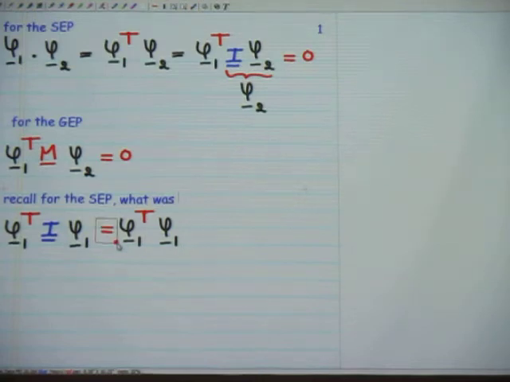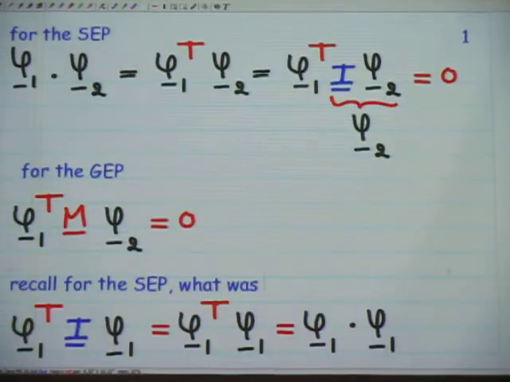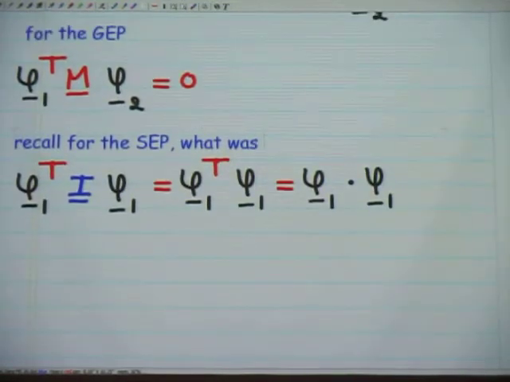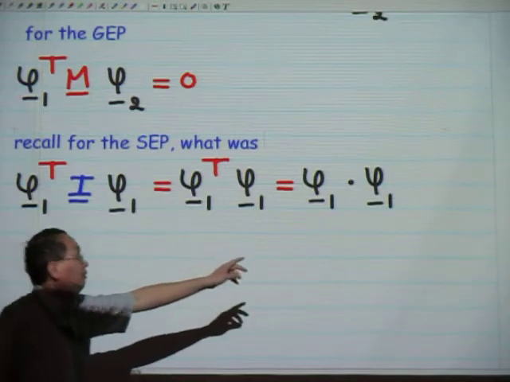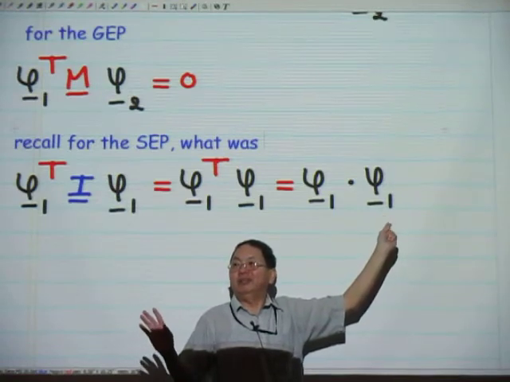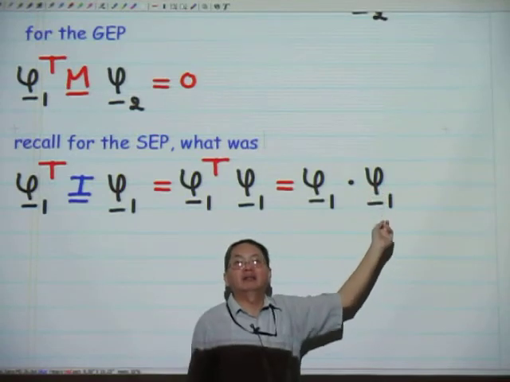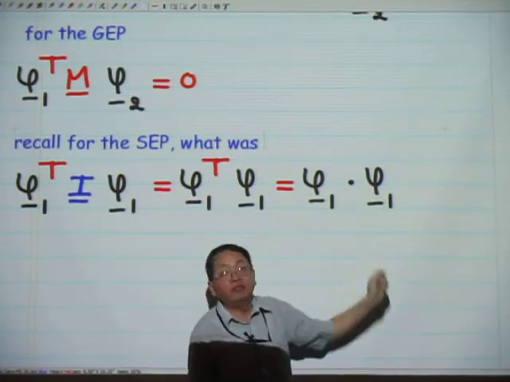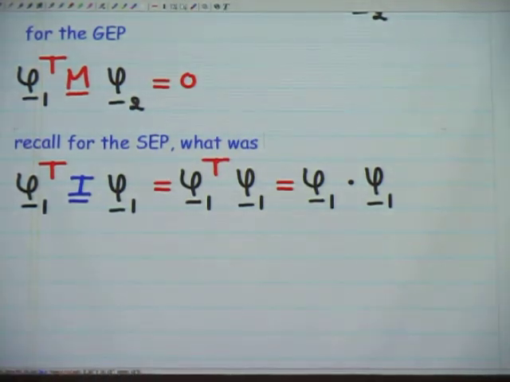Or you can also say that this is the same as phi1 dot phi1, right? That's what we just said. So what is phi1 dot phi1? How do you interpret phi1 dot phi1? This is regular vector algebra here, right? This should be well known. This is the square of the length of phi1, the square of the magnitude of phi1.